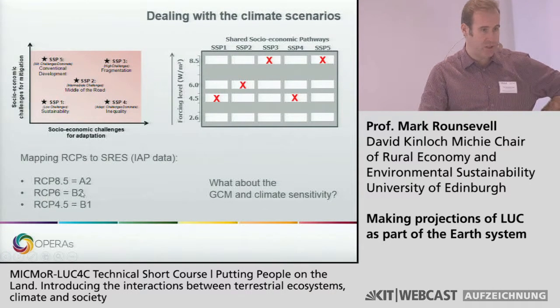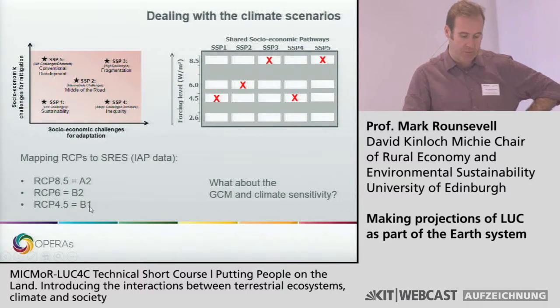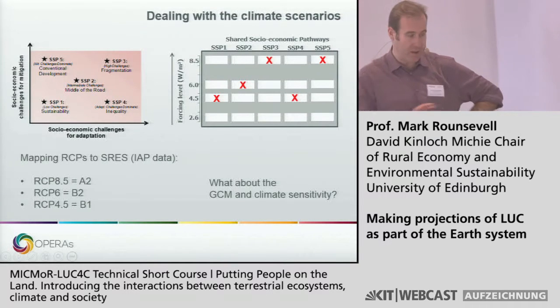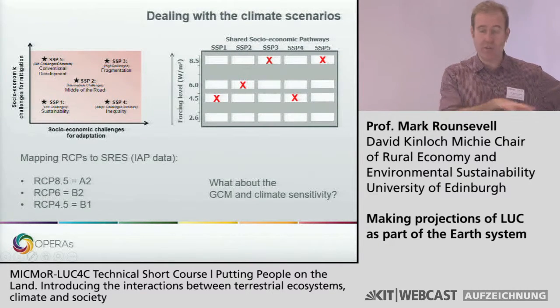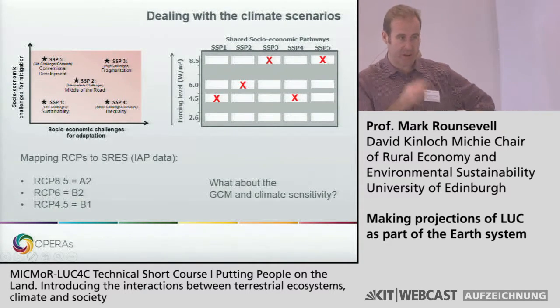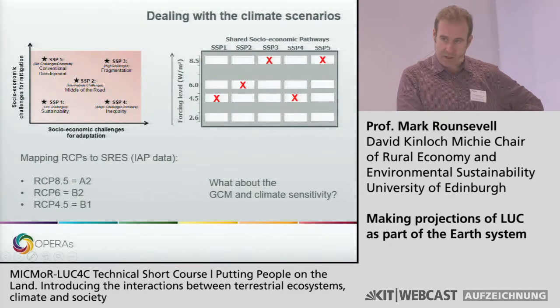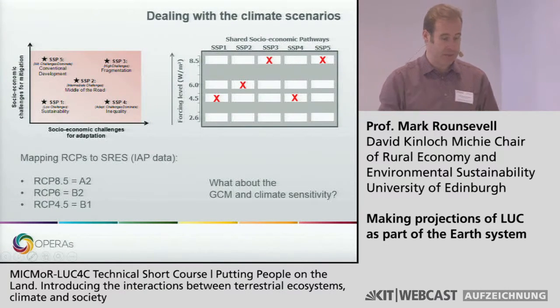RCP 6 is the B2 SRES, is the equivalent. RCP 4.5 is the B1 SRES. And those data are pre-loaded into the Climsave IAP, so you just choose it from a drop-down menu and you can do your runs. So the focus of your exercise is on the socio-economics rather than the climate, but the climate will have an effect on the outcomes.